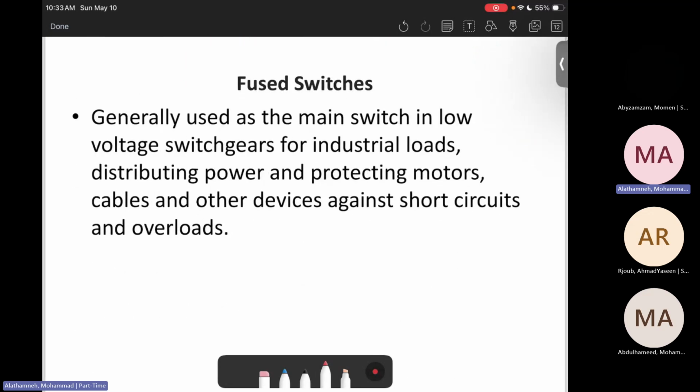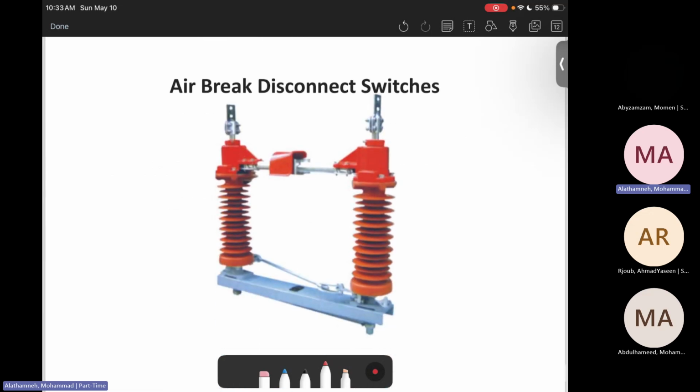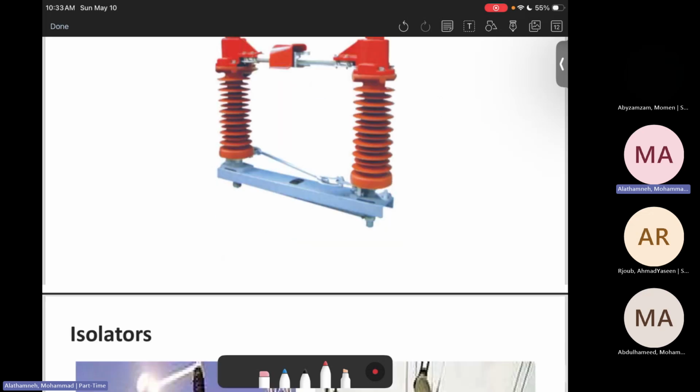Fuse switches. So they are used in low voltage industrial switchgear to protect motors, cables, and panels. And also, it's in your homes as well. They combine switching capabilities with fuse protection. So air break disconnect switches, which sometimes we call isolators. And we're already aware of this before.